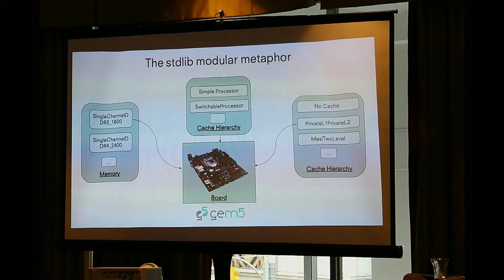The three major components are memory system, processor, and cache hierarchy. So if you want a board with a single channel DDR3, you plug that in. If you want a 3-core CPU, you plug that in. And if you want an L1, L2 cache hierarchy, you plug that into the board. And then you should be able to begin running simulations with that board. Conceptually, it's that easy. Behind the scenes, there's a lot of stuff that's connecting stuff together for you, but that's how the Gem5 standard library works.